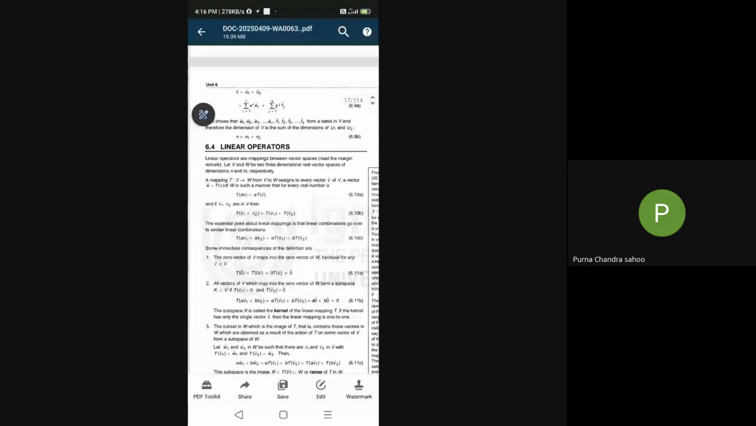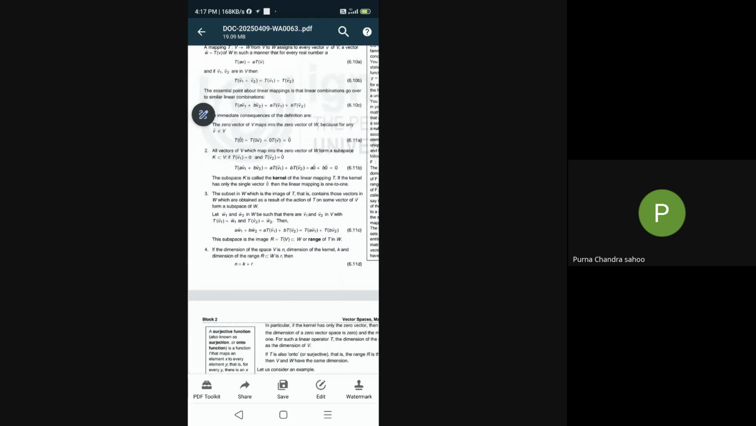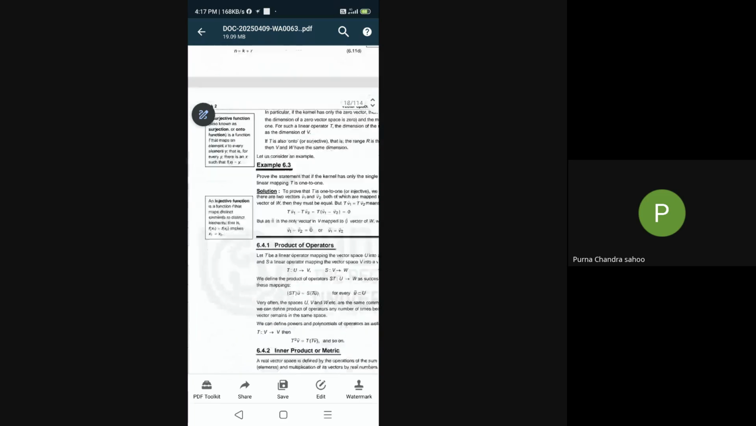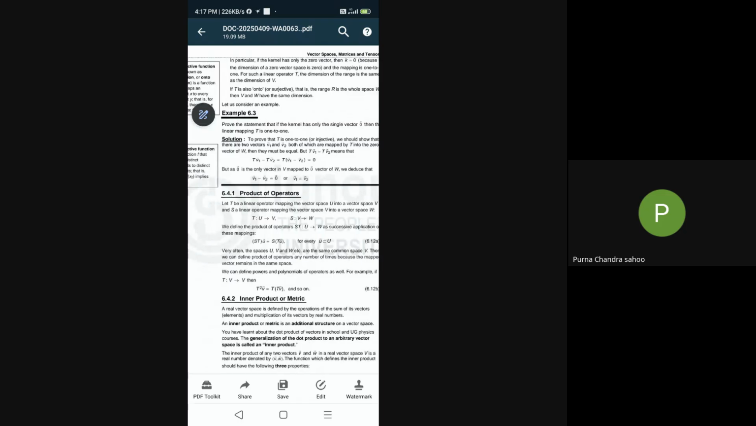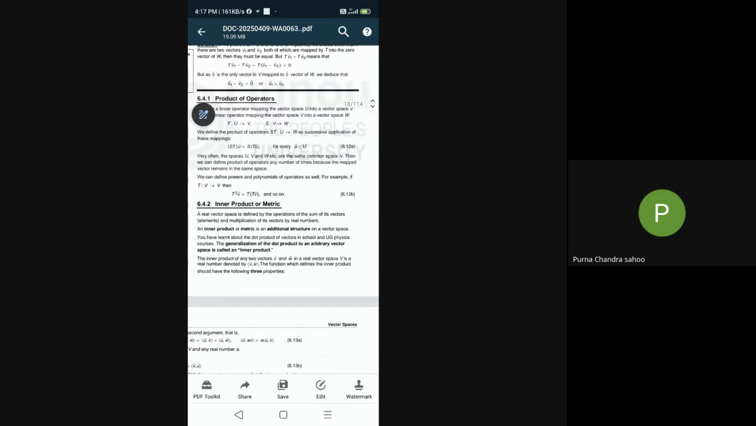Then linear operators. Linear operators are mappings between vector spaces, and if V and W are two finite dimensional real vector spaces of dimensions n and m respectively, then you can have a mapping, and the subspace K in course of discussion is called the kernel of the linear mapping T. If the kernel has only the single vector, null vector or zero vector, then the linear mapping is 1 to 1. Similarly, you can have your product of operators as shown in the screen, then inner product and metric.